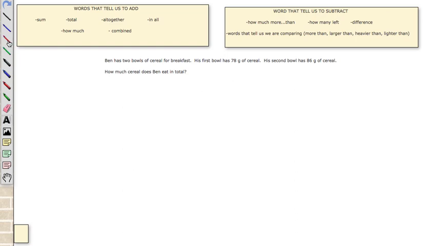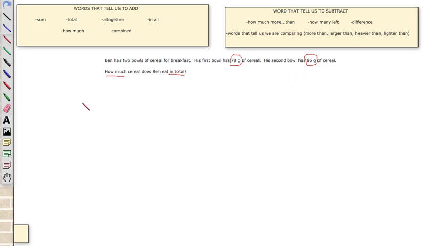So the first thing that I'm going to do is I'm going to just underline some key numbers here using circles. So if I circle this one here, I know I have 78 grams, and he also has a bowl that is 86 grams. I'm using a mouse here, so please apologize for my lack of accuracy. And how much, so there's how much. How much does Ben have in total? So in total, again, tells me that I will be adding, there's the word total. So I'm going to be adding these two numbers that represent the 2 bowls of cereal that Ben has.